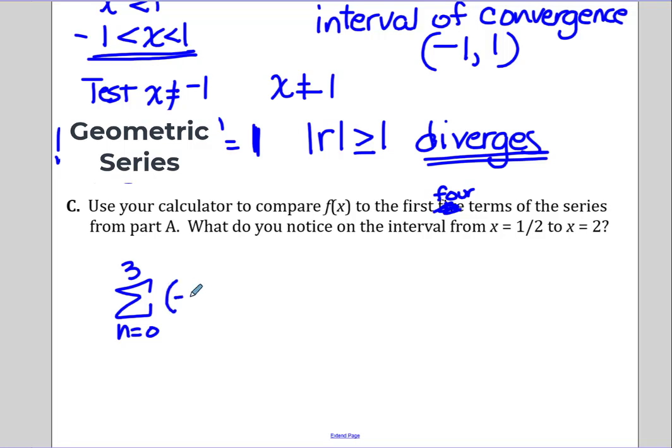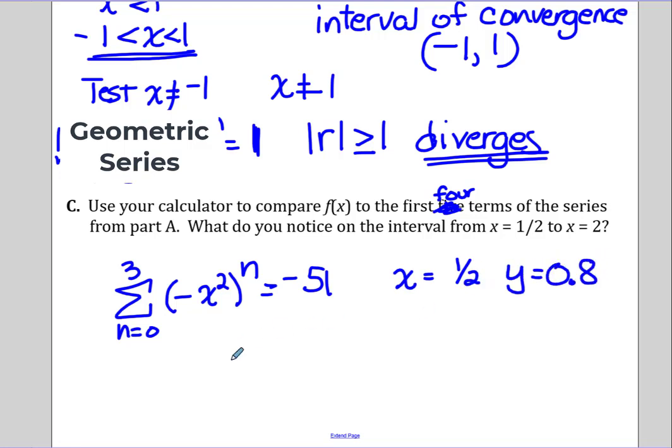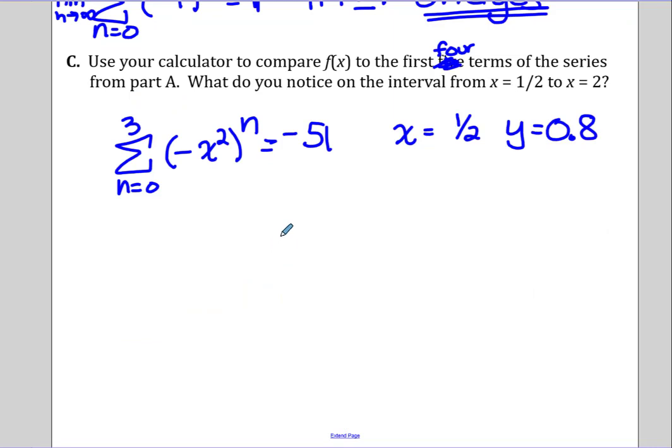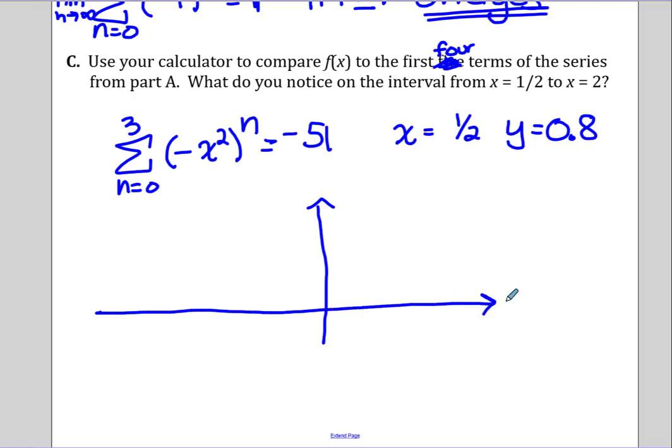So I would want to do negative x squared to the n power. So that summation of those first 4 terms would tell us negative 51. Now, when x is a half, our y value is going to be 8/10 by substituting back into our original function, f of x. And what I'm not going to do on my calculator, because it takes too much time to set it up, I will show you my results.